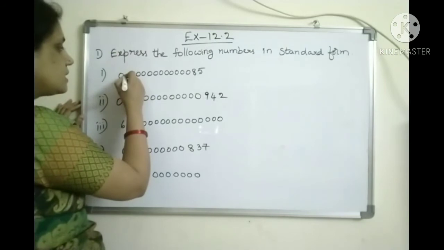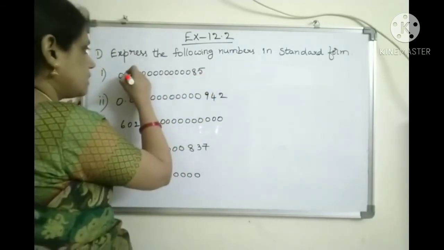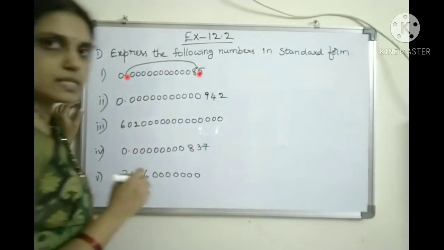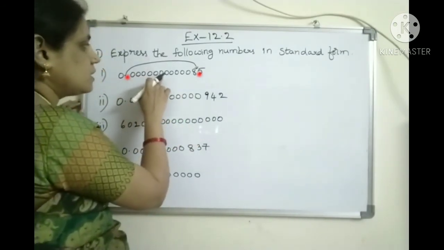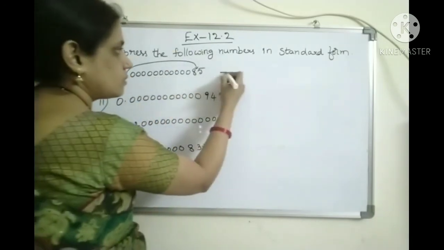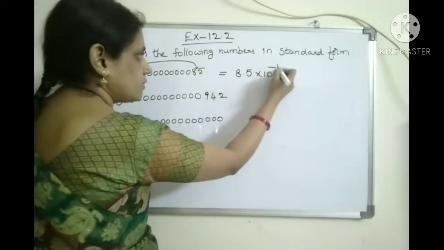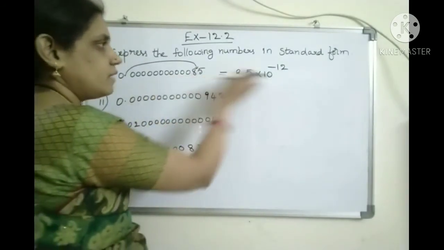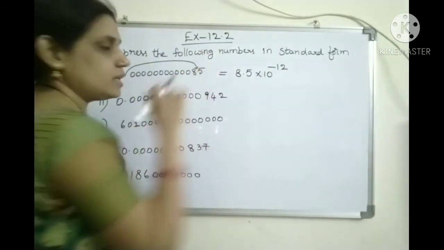So here the decimal is here. Where we have to keep the decimal now? After 8. So from here to here the decimal should be moved. How many places it is moving to the right side, we will count. 1, 2, 3, 4, 5, 6, 7, 8, 9, 10, 11, 12. So it can be written as 8.5 into 10 to the power minus 12. Since it is a very small number, we get a negative exponent. And how many places the decimal is moved, that will be the exponent.